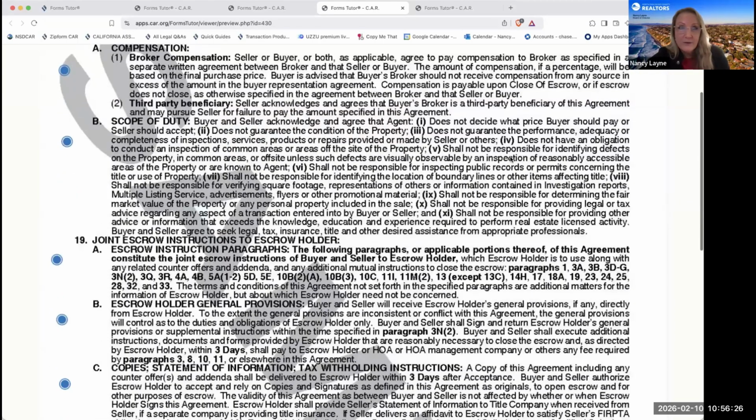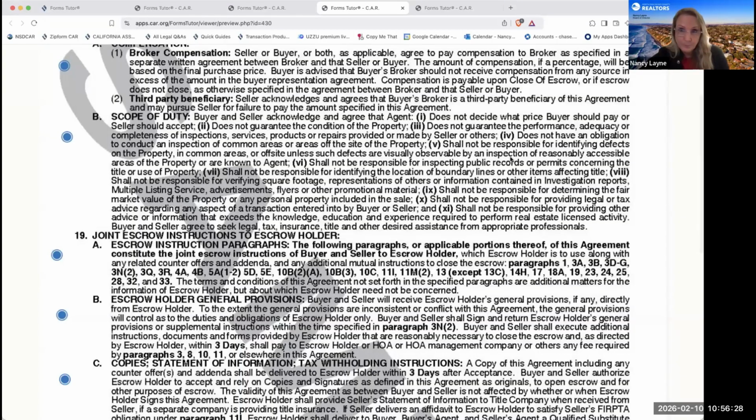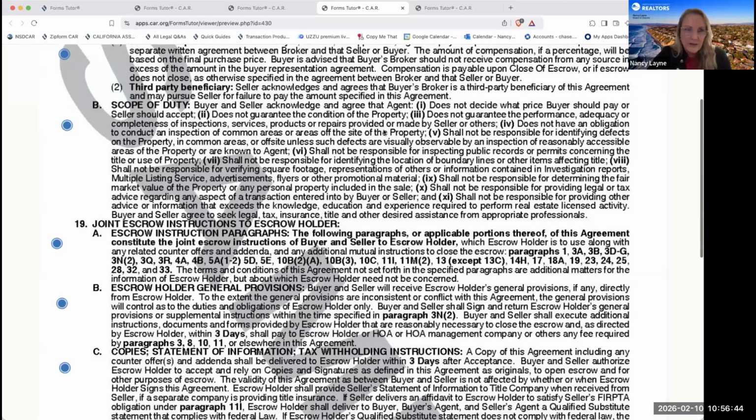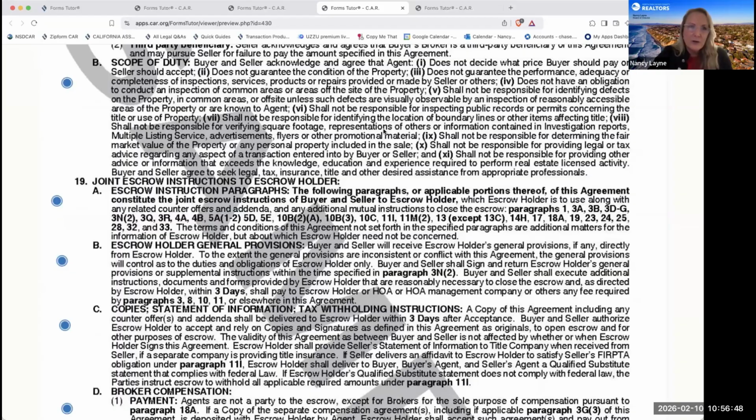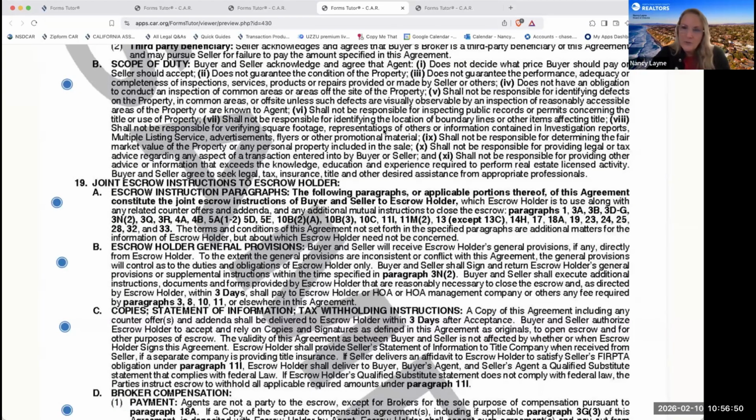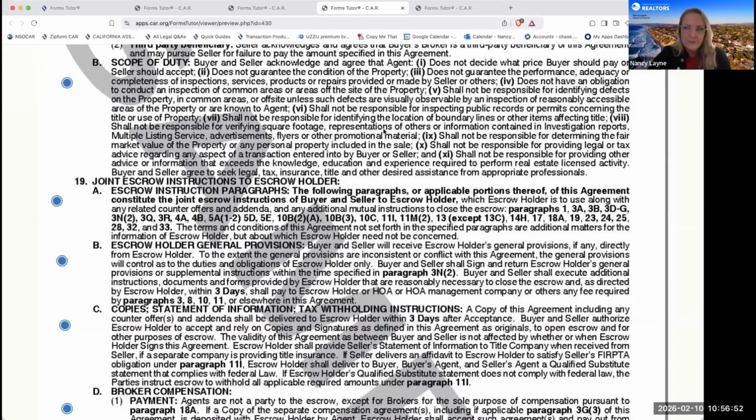Broker compensation, everyone's favorite topic. Based on the purchase price. I'm not clear why we have to say that, but I guess it makes sense. It's based on the final purchase price, whatever that is. Third-party beneficiaries, we went over that briefly. Scope of duty. So again, these are things that you should be going through with your clients about what you're required to do, what they're required to do.